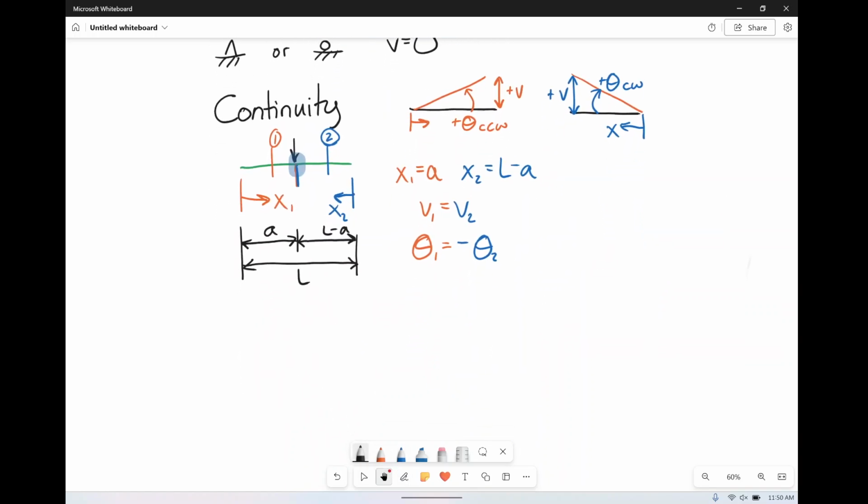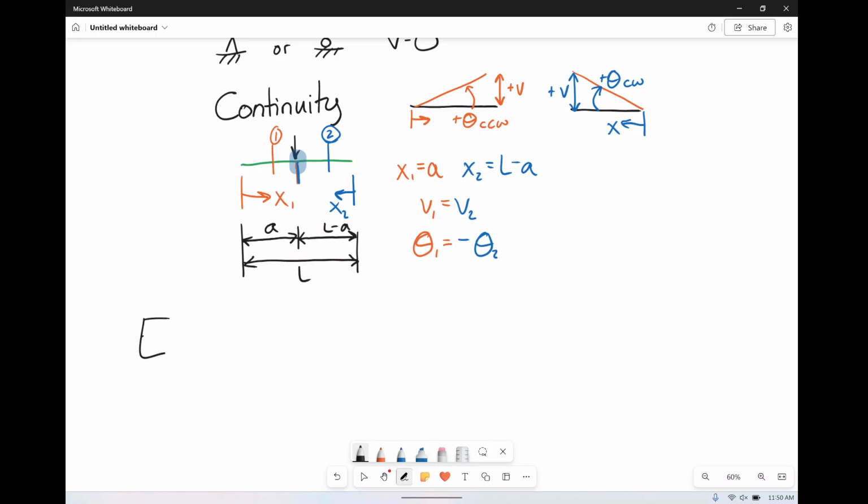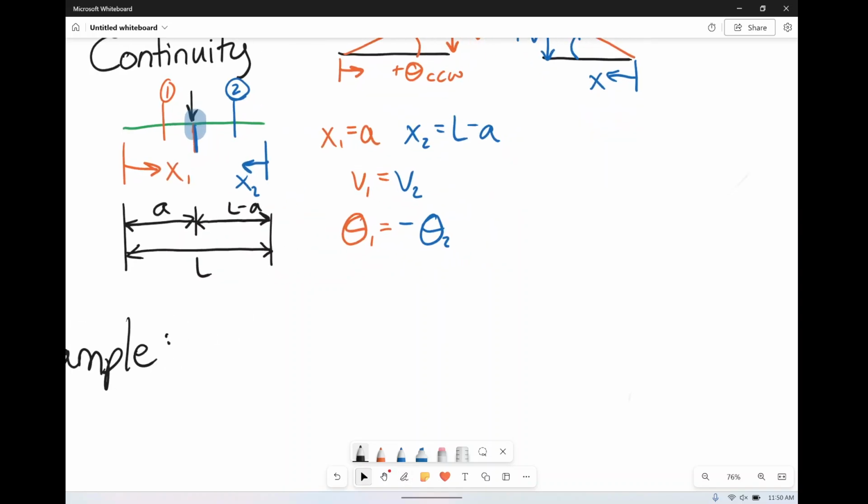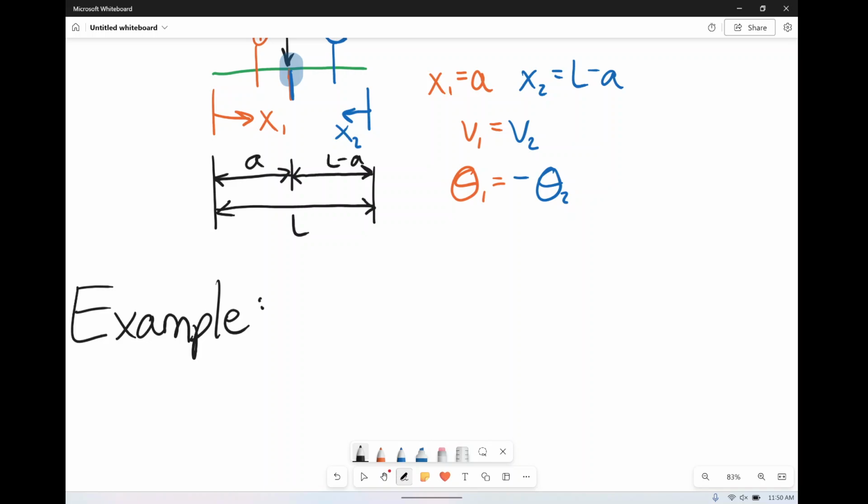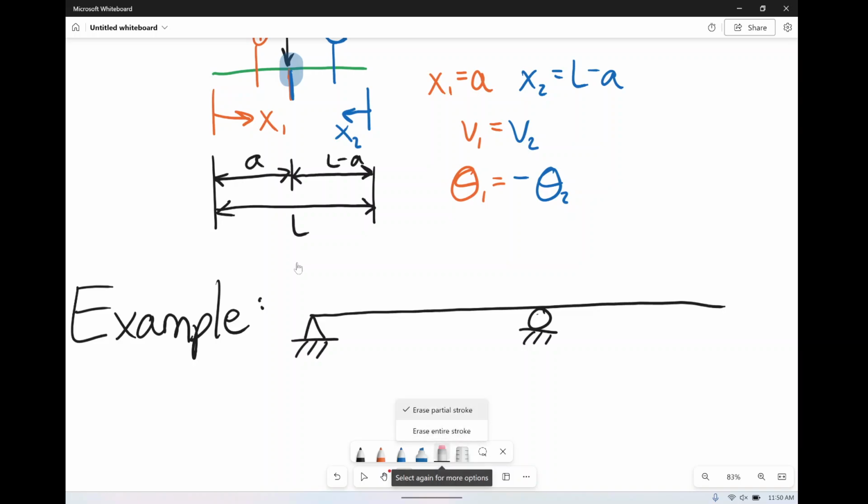So now let's solve a problem. For this problem, the setup's really simple. We're going to have a simply supported beam with a cantilever. So here I'll have a pin and we'll have a roller. We'll just kind of make it look a little bit better there.